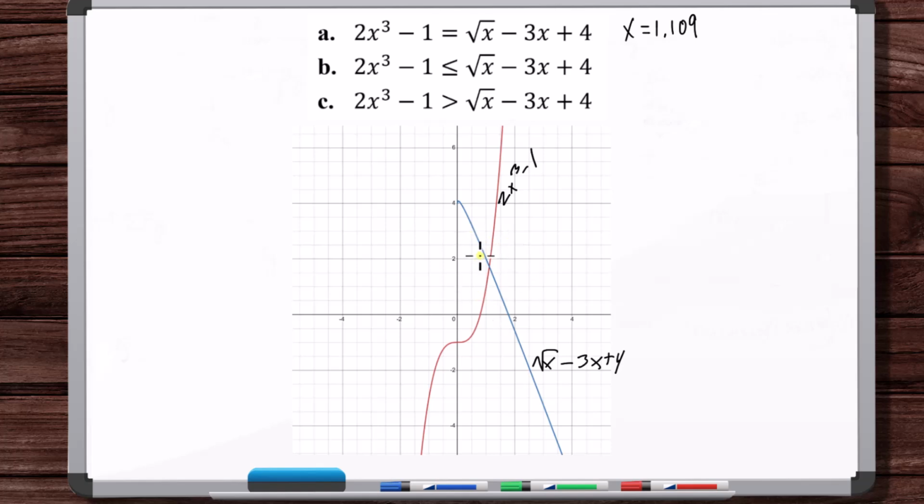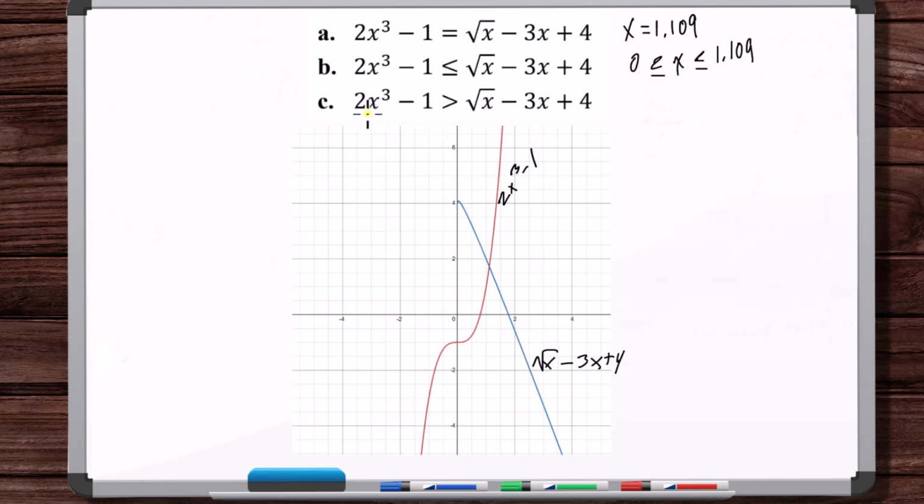Well, okay, we can see it's in this region. But we're not going to say over here, because this function doesn't even exist over here, at least as a real number. Meaning if we plugged in minus 4, you can't even evaluate it. So the domain of these equations is only when x is greater than or equal to 0. So we can see that the answer to this inequality, part B, is x is less than or equal to this 1.109, but greater than or equal to 0.